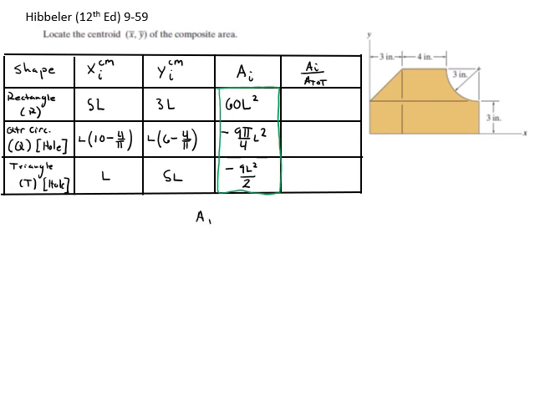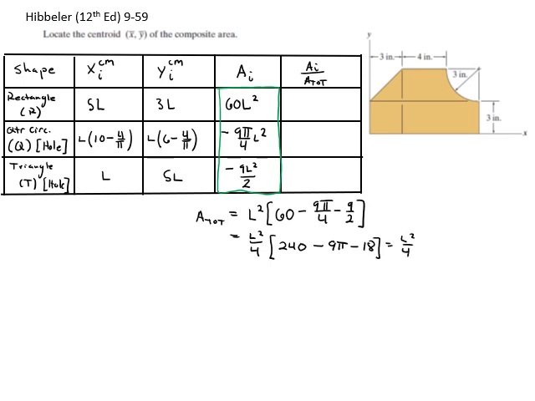So the total is just add everything up. There's an L squared everywhere, so I'm going to have 60 minus 9 pi over 4 minus 9 halves, right? And just to clean it up a little bit, I'll pull out a factor of 4. So L squared over 4. 60 times 4 is 240 minus 9 pi minus 18, which is L squared over 4 times 222 minus 9 pi.